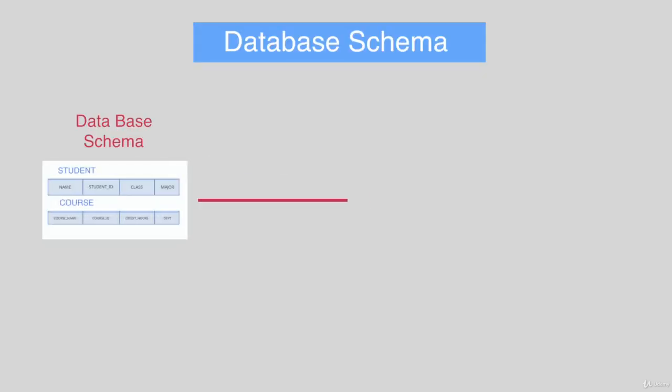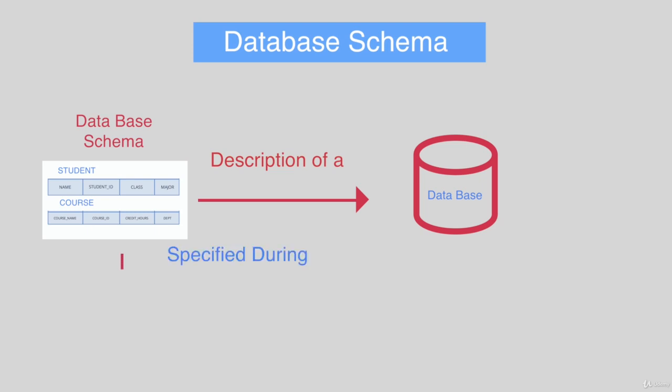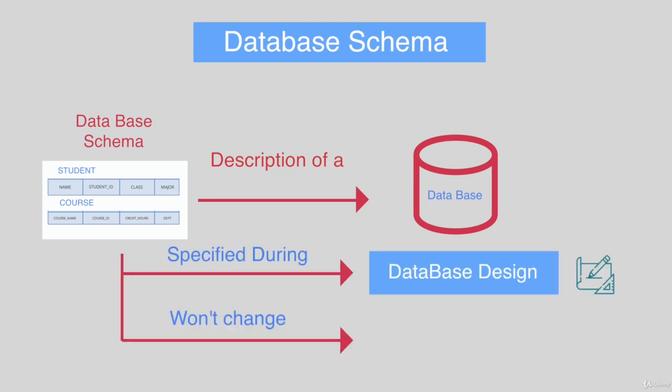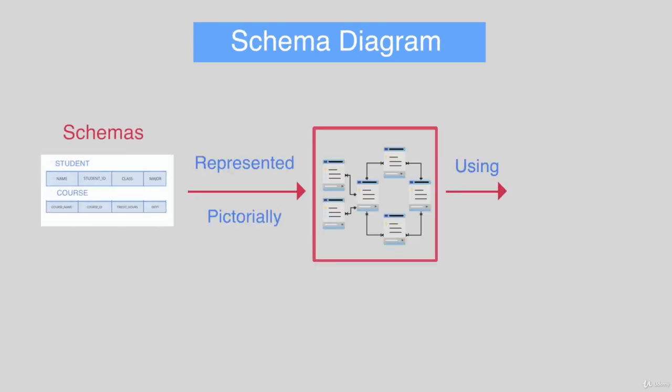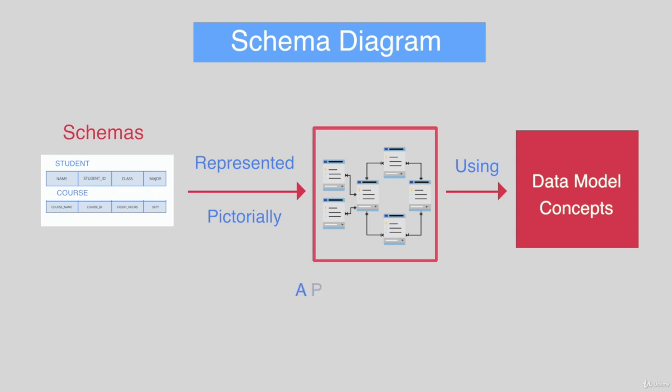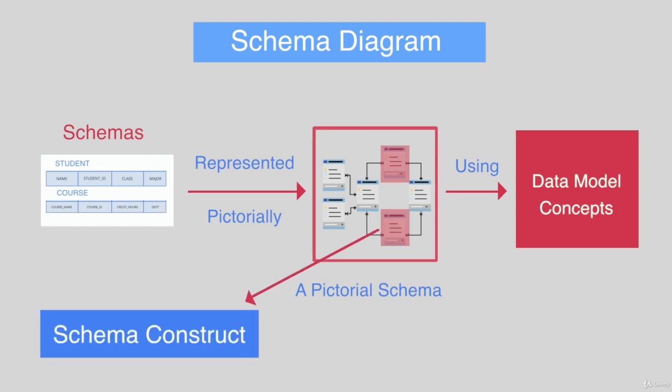Database schema. It is the description of a database. It is specified during database design and it won't change frequently. Schema diagram. Schemas can be represented pictorially using data model concepts. A pictorial schema is called a schema diagram. Each object in the schema diagram, such as student or course, is a schema construct.